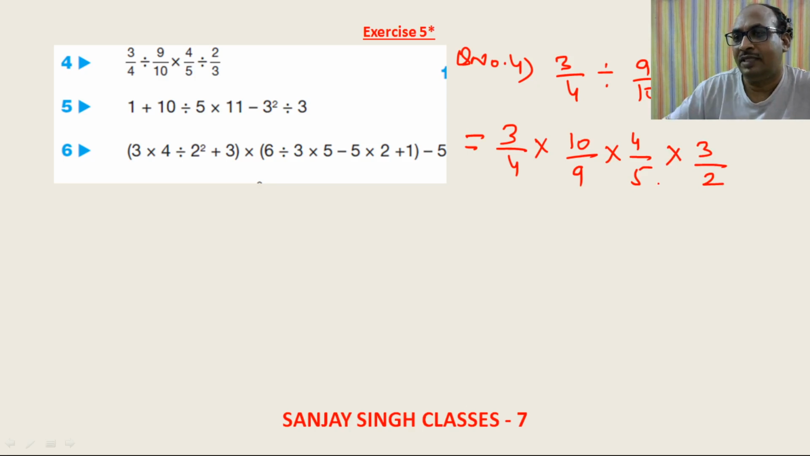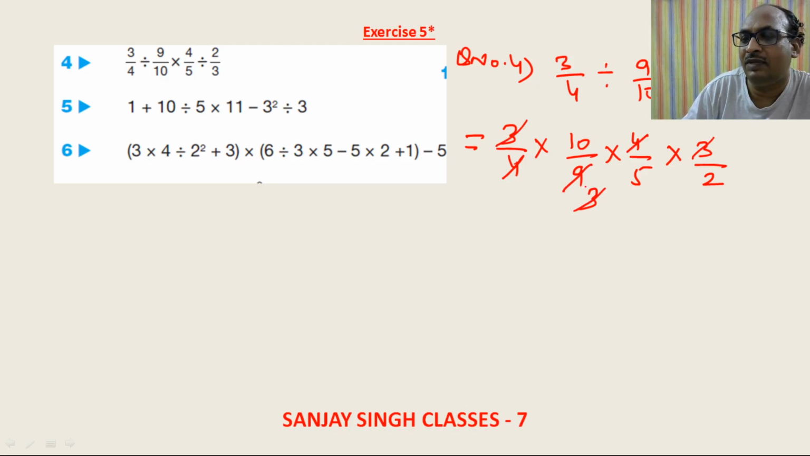Okay, right. Now this 4 will get cancelled. This 3 will be cancelling this 9 as 3. Now this 3 and this 3 will get cancelled. This 5 will cancel this 10 as 2, and this 2 and this 2 will get cancelled, and our answer will become 1. Okay, right.